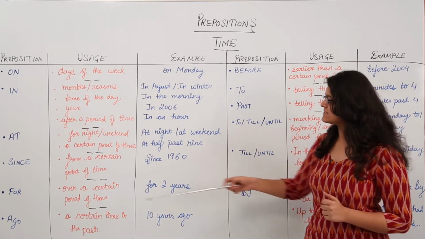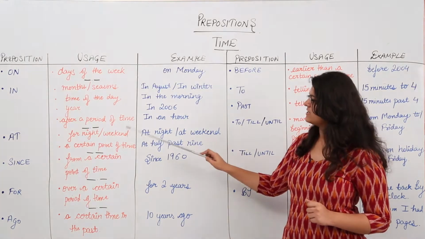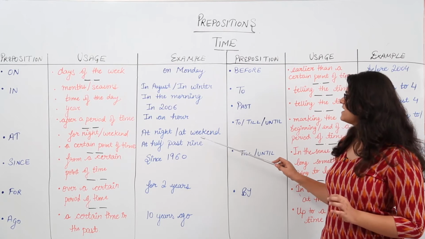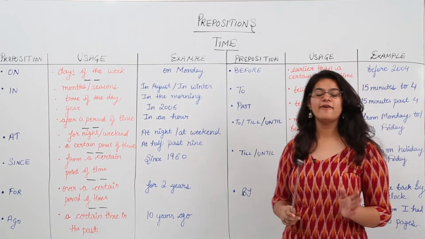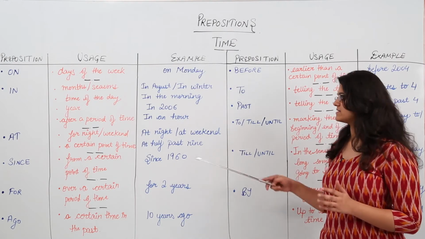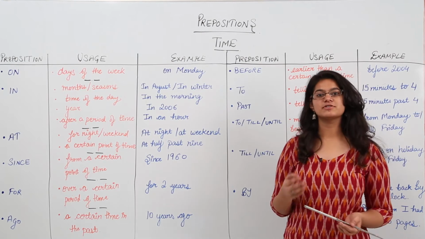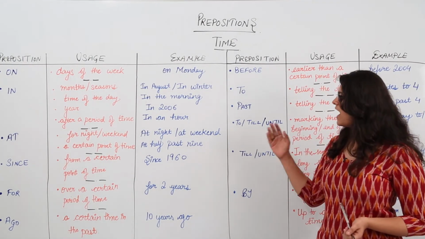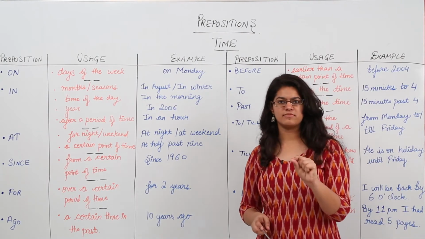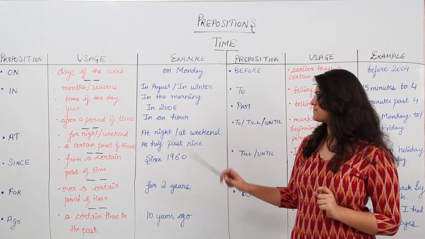Next, at. At is used for a night or weekend or a certain point of time. At night or at weekend I will be watching a movie. So at weekend or at night. Next, at 9:30 I was watching the television. So at 9:30, 9:30 is a very certain point of time that something is happening. So we use at for this.